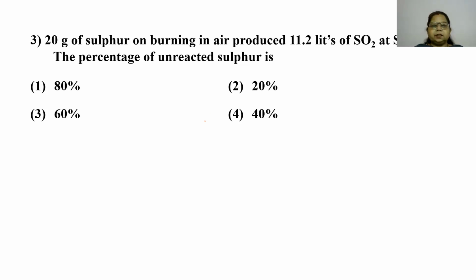We mean to say in this question that when sulfur and oxygen react, they form SO2, sulfur dioxide. And we are assuming that out of 20 grams of sulfur, the entire amount is not burnt. Right? So whatever is left, we want to find out its percentage. And talking about the atomic mass of sulfur, it is 32.